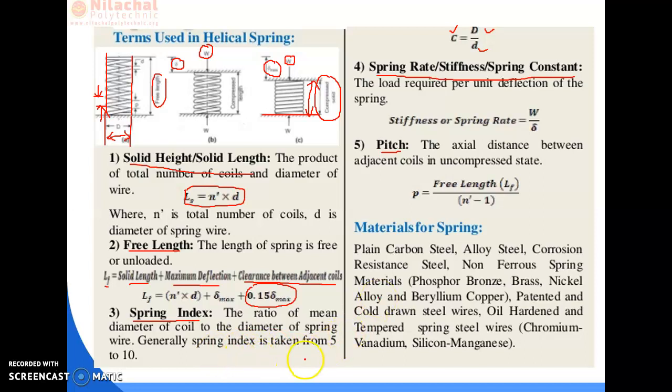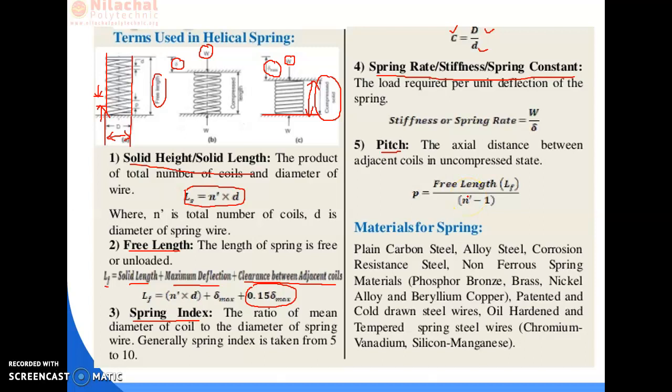combined to calculate the mean diameter. Generally spring index is always taken as 5 to 10. Now C is equal to capital D by small d, or in other words, the mean diameter of the spring is equal to 5 times or 10 times the smaller diameter, the diameter of the wire.